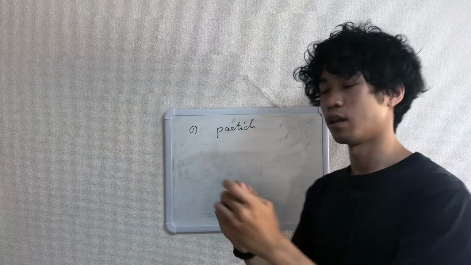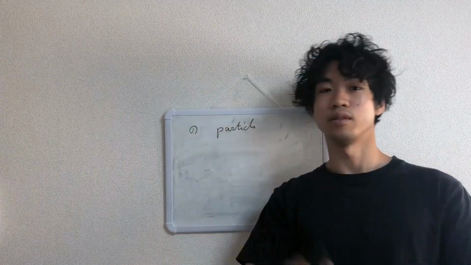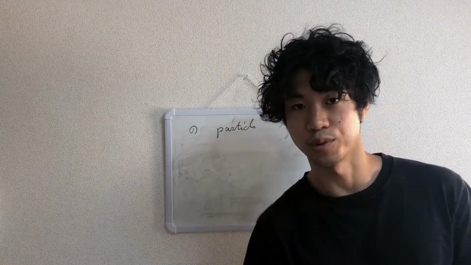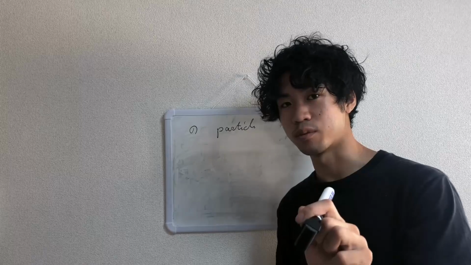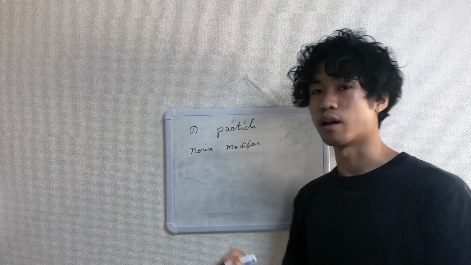This is Taiki, and today you're gonna learn how to use no particle. If you've been learning Japanese for a while, you might be wondering how to use this no particle. There are three usages that I'm going to describe today. First one is the most common one. It's going to be noun modifier. Noun modifier. Now, what does that mean?